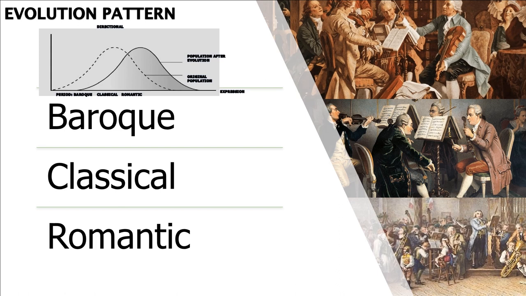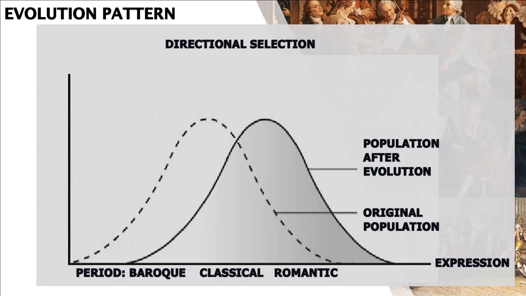How was that? All Romantic pieces were so lovely and emotional. So this is the evolution of music from the 17th century to the 20th century, encompassing three periods, the Baroque, Classical, and Romantic. Overall, the evolution pattern could be described as directional selection because the pieces became more and more expressive from the rigid Baroque period to the emotionally intense Romantic period.